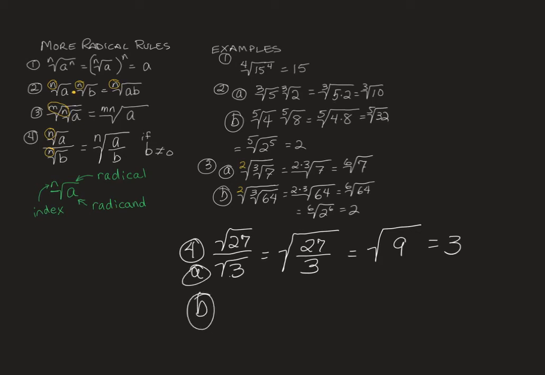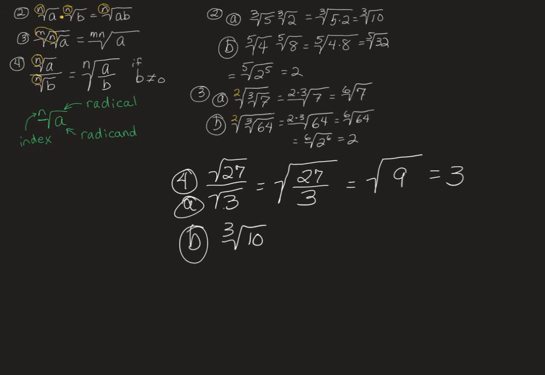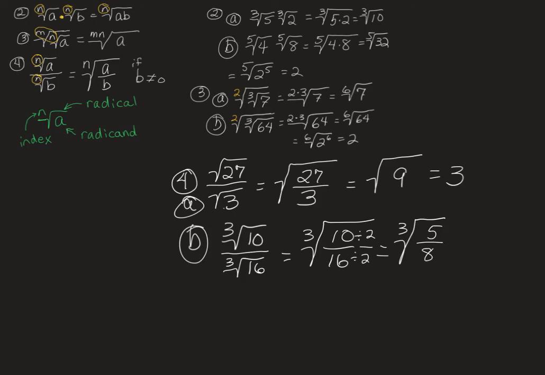Example B. Let's take a look at that. Let's look at the cubed root of 10 over the cubed root of 16. Using the same rule, we'll take the same index, draw the radical, 10 over 16, and now we can reduce this fraction. Okay, dividing both the numerator and the denominator by 2, we get 5 over 8.